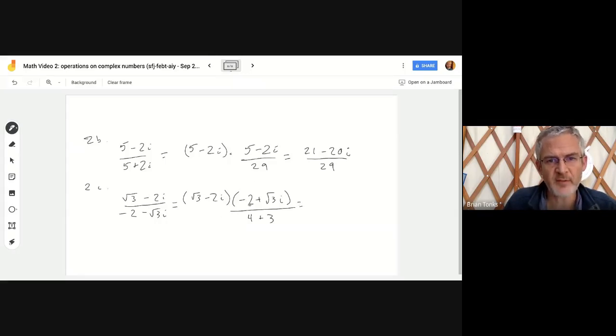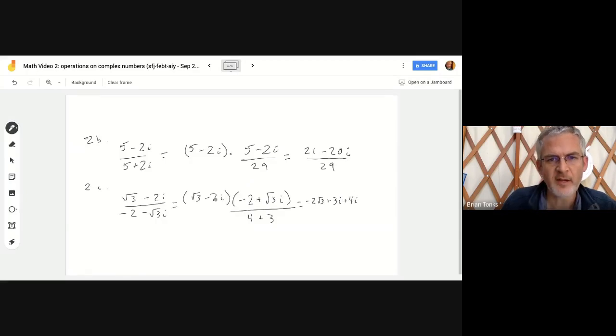So I'd have this times this, making sure that every part of each of these binomials is multiplied by every other part. So the square root of 3 times negative 2 gives me negative 2 root 3. And then the square root of 3 times the square root of 3i gives me, square root of 3 times square root of 3 is just regular old 3, so 3i. And then negative 2i times negative 2 is positive 4i.